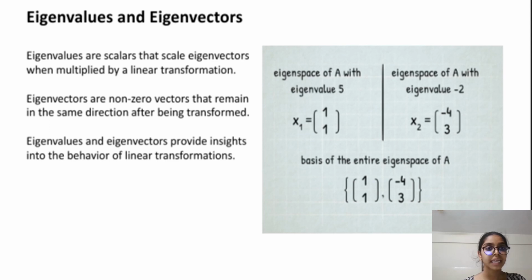Eigenvalues and eigenvectors. Eigenvalues are scalars that scale eigenvectors when multiplied by the linear transformation. Eigenvectors are non-zero vectors that remain in the same direction after being transformed. Eigenvalues and eigenvectors provide insights into the behavior of the linear transformations.